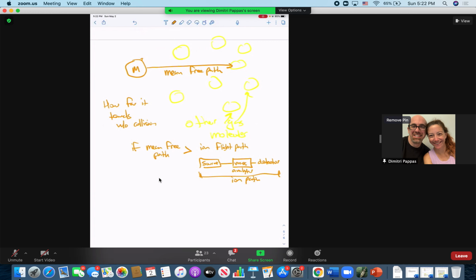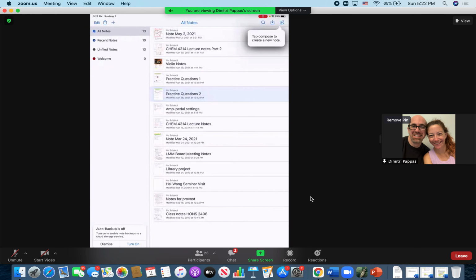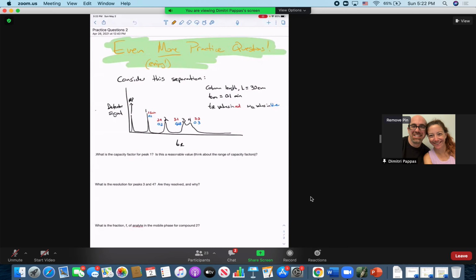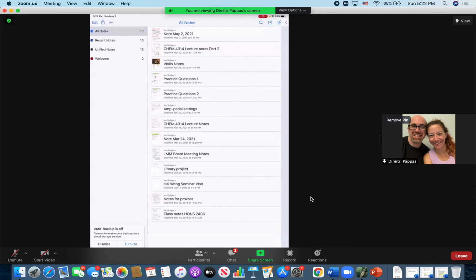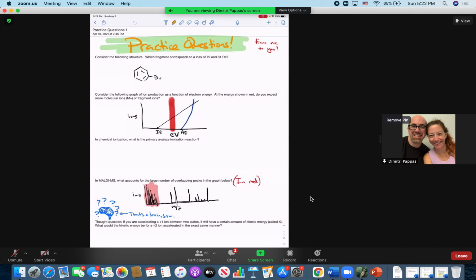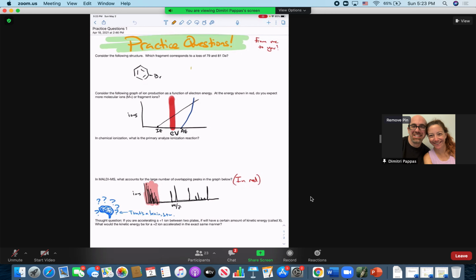So it's the first question. It says, consider the following structure. Which fragment? Wait a minute. Okay, let's go through this. The practice questions 1 or 2? I guess it's this one, right? Yeah, the first question. Okay, so this is the structure of bromobenzene, and I ask what fragment corresponds to a loss of 79 and 81 Daltons. So there's the molecular weight, and it loses 79 and 81, technically.